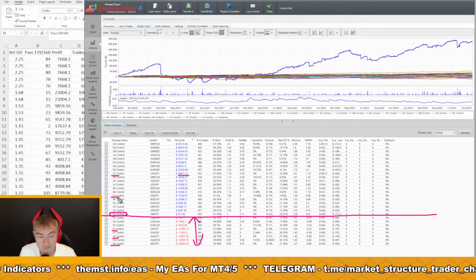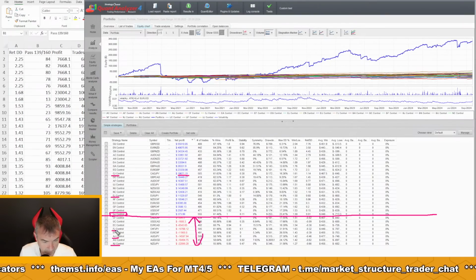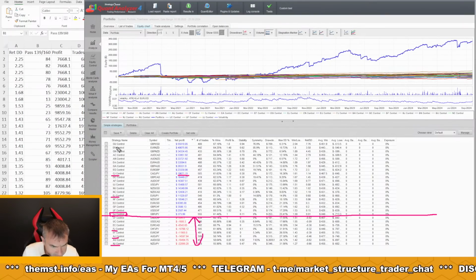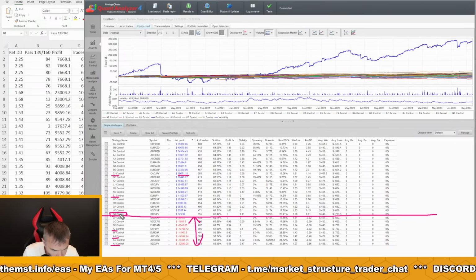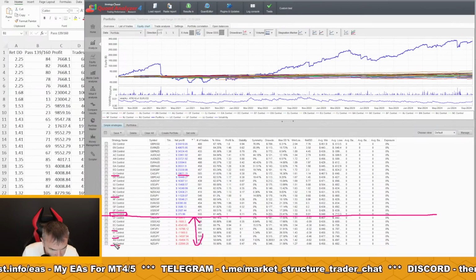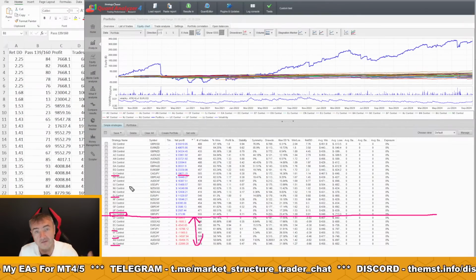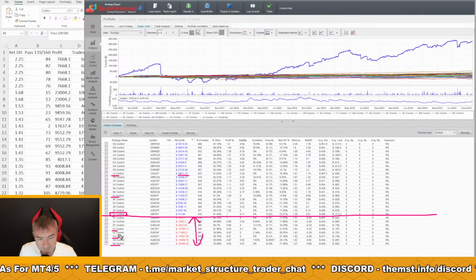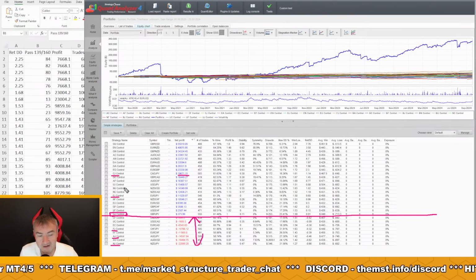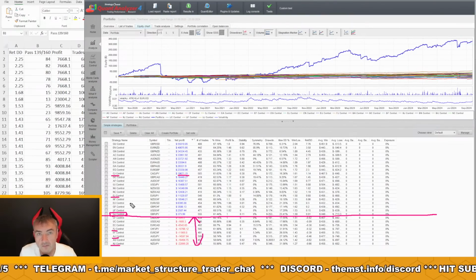4 out of the 6. Is there not 7? Where's the other one? 1, 2, 3, 6. Oh yeah, sorry, 6. 7 pairs, isn't there? So we've got six pairs there where it doesn't make money. So 4 of those 6 aren't profitable.